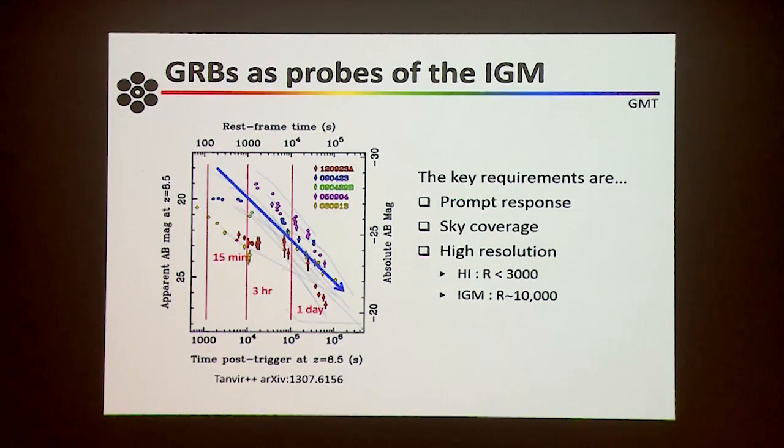We need to be able to do a prompt response. That means we need to fire up the whole system, get it on sky, and look at something very rapidly. So that's an operational requirement rather than an intrinsic instrument property.